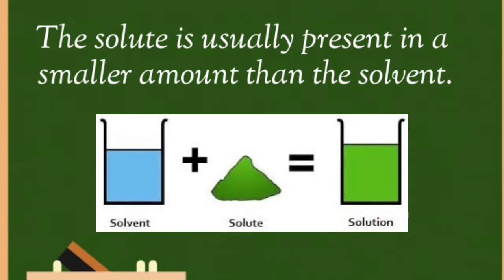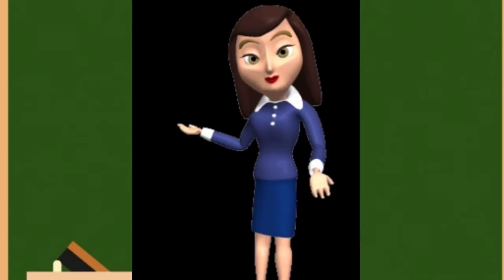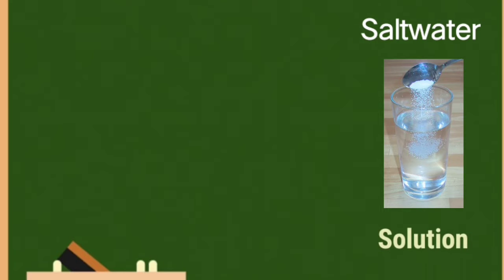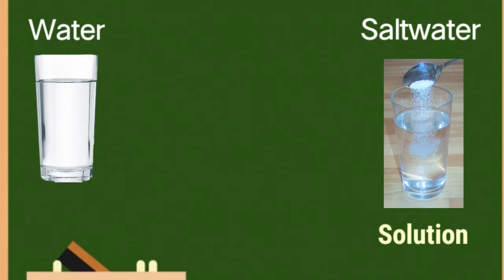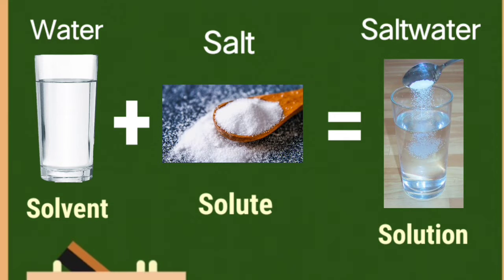The solute is usually present in a smaller amount than the solvent. For example, salt water is a solution which is composed of water added with salt. The water dissolves the salt. Therefore, water is the solvent while salt is the solute.